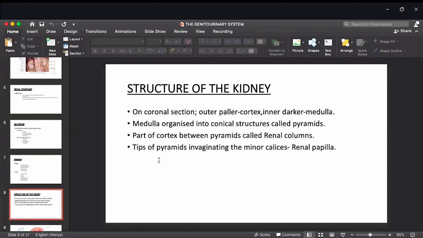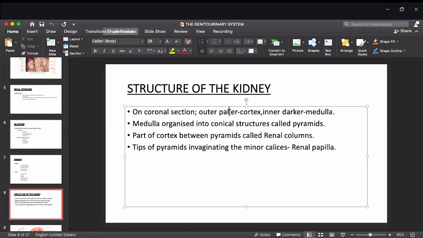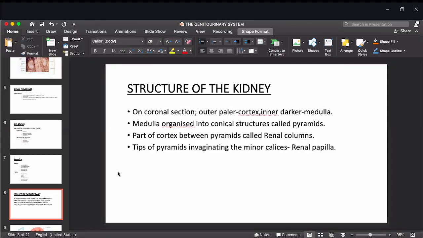So how is the structure of the kidney really? We have the coronal section, where it has the outer pale cortex, pale, not darker, while the inner part is dark. That is the medulla. The medulla is organized into conical structures that are referred to as pyramids. The part of the cortex between the pyramids is called the renal columns. The tips of the pyramids invaginating the minor calyces are called renal papilla.